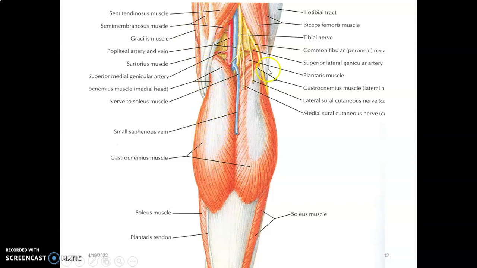How do you know this is medial and this is lateral? Look at common peroneal, it goes laterally. This is your tibial nerve. This tendinous portion is semitendinosus. This fleshy one is semimembranosus, and these are the two heads of biceps femoris. This is your Achilles tendon that holds onto your two heads of gastrocnemius and soleus. They all come onto the Achilles tendon.